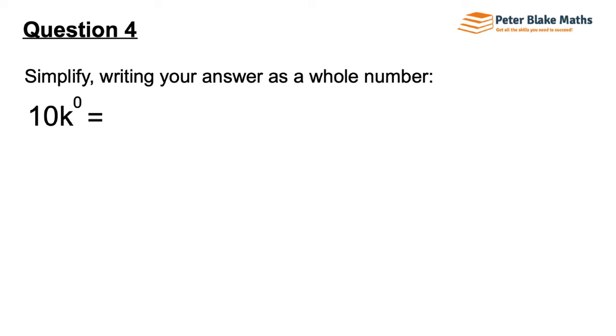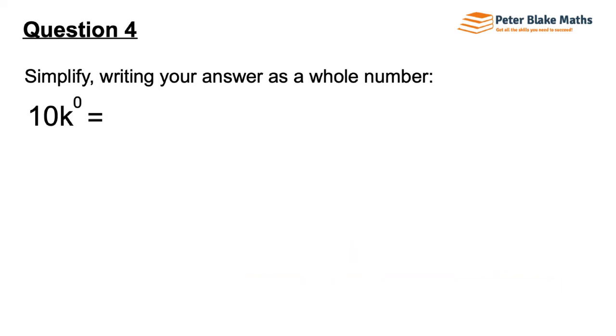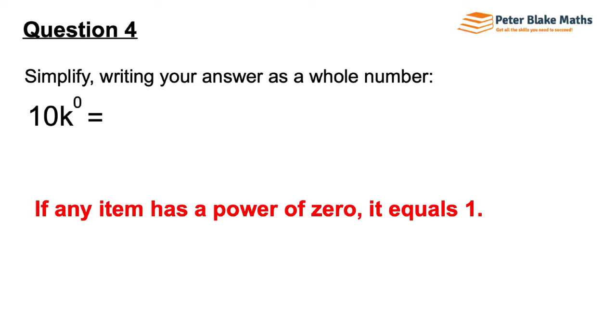Question 4. Simplify, writing your answer as a whole number, 10k to the 0. Any item that has a power of 0, that item equals 1. Here we've got 10 lots of something to the 0. That 10 isn't being put to the power of 0, but we have 10 times something that's 1. That k to the 0 equals 1. So 10 lots of 1 is 10.